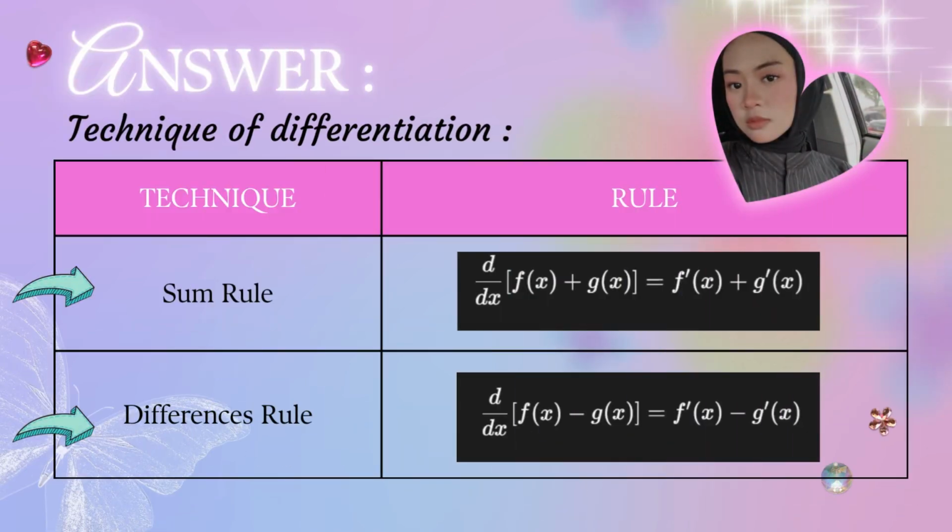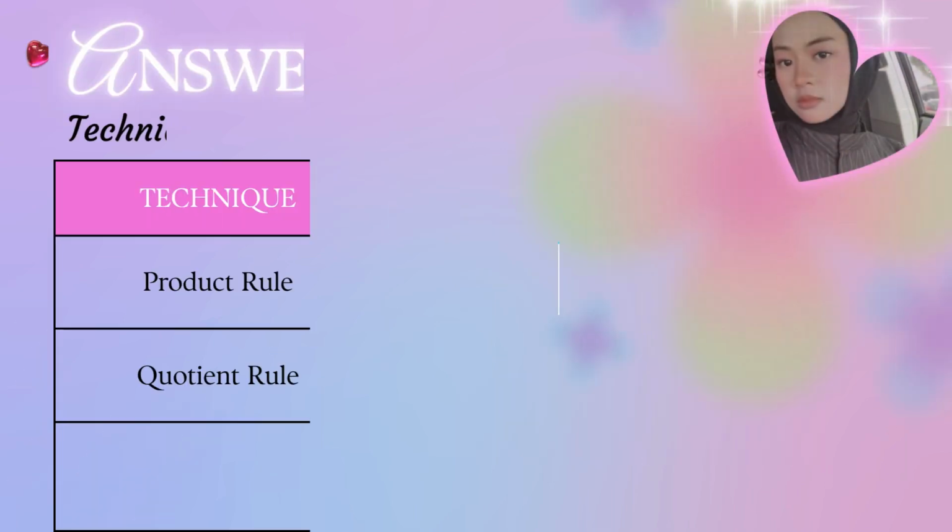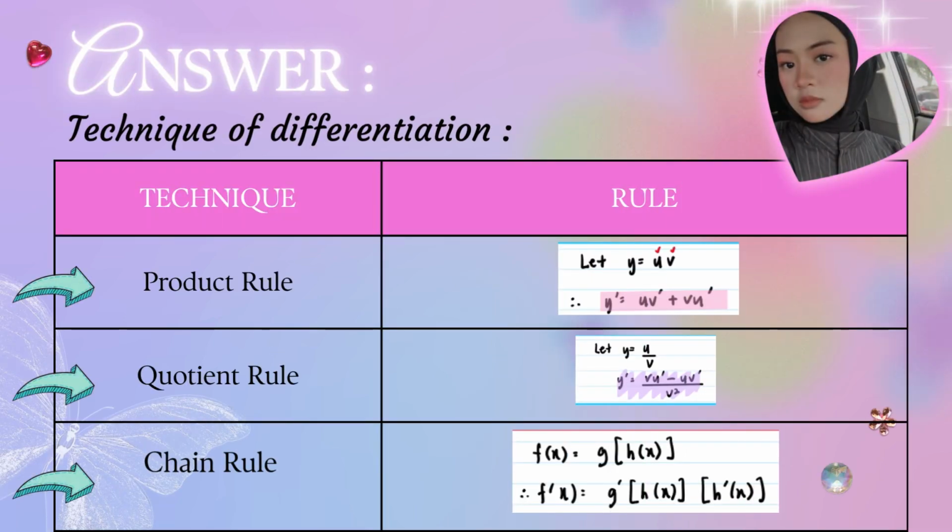Also we have the sum rule and difference rule. The sum rule is for when two functions are added and we differentiate each separately. The difference rule is the same as the sum rule, but it's for subtraction. And the last three are the product rule, quotient rule, and chain rule. The product rule is used when two functions are multiplied, the quotient rule is used when dividing one function by another, and the chain rule is used when one function is inside another.